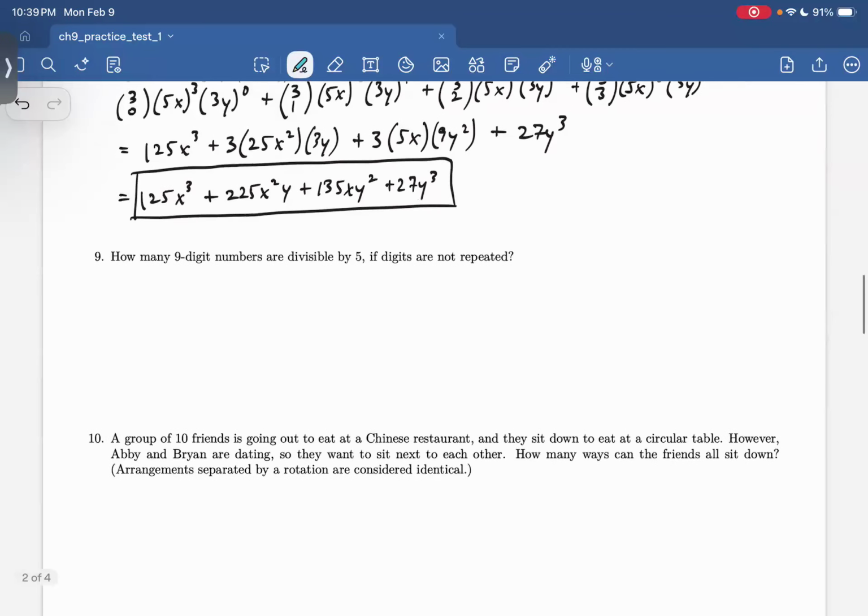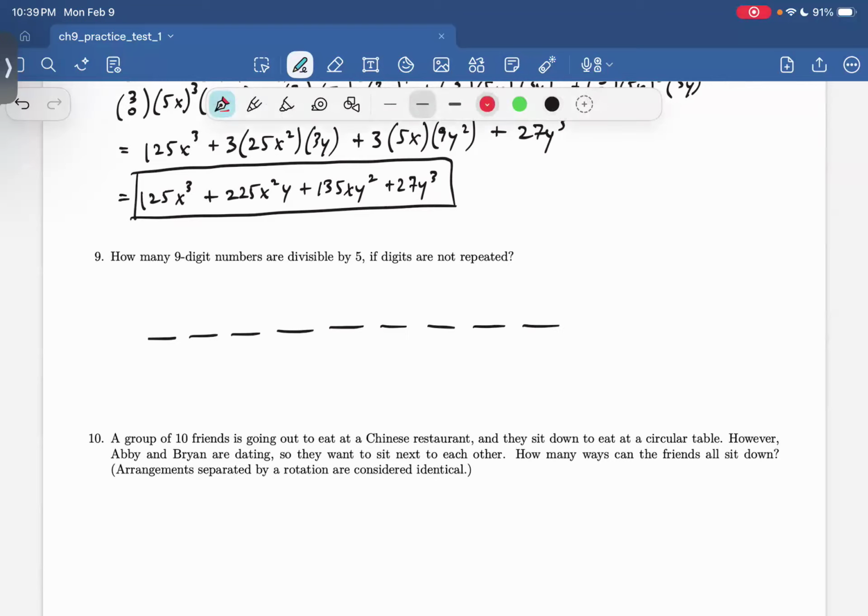Question 9. Let's figure out how many nine-digit numbers are divisible by 5 if digits are not repeated. So we have 9 digits. I always want to start with the digit that's most restricted, so that's the last one. In order for it to be divisible by 5, it must be either 0 or 5, right? So that means we have two total choices for the last digit. Now let's go all the way back to the starting digit, maybe. You could do the second to last, but I'll just start with the starting digit.